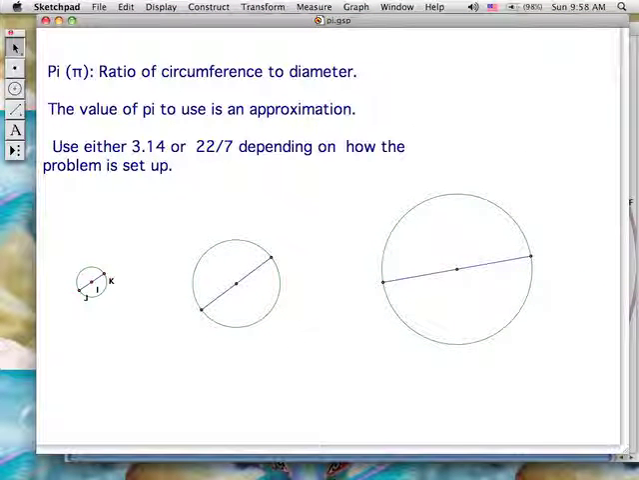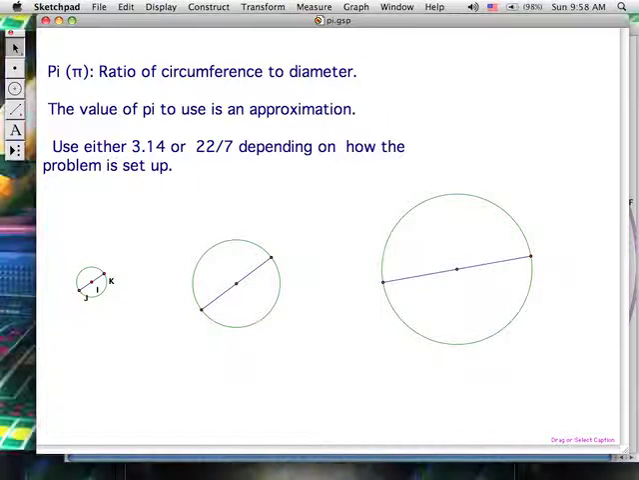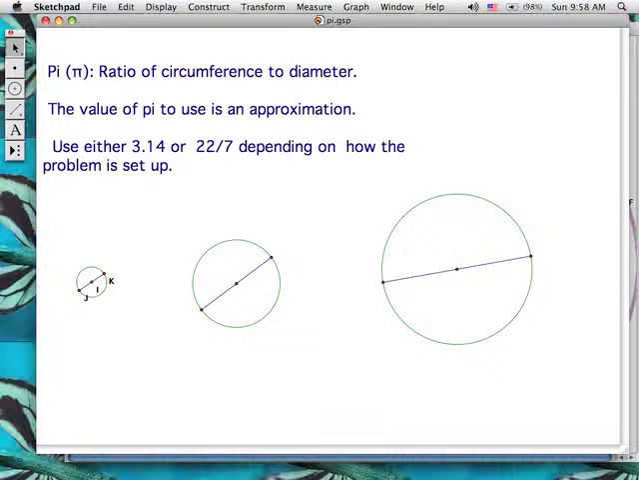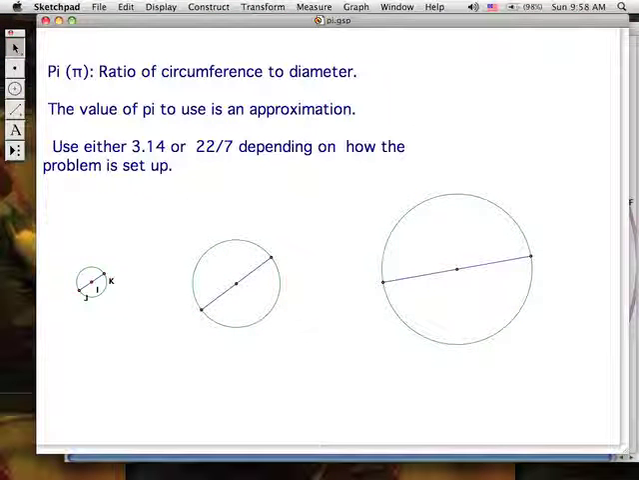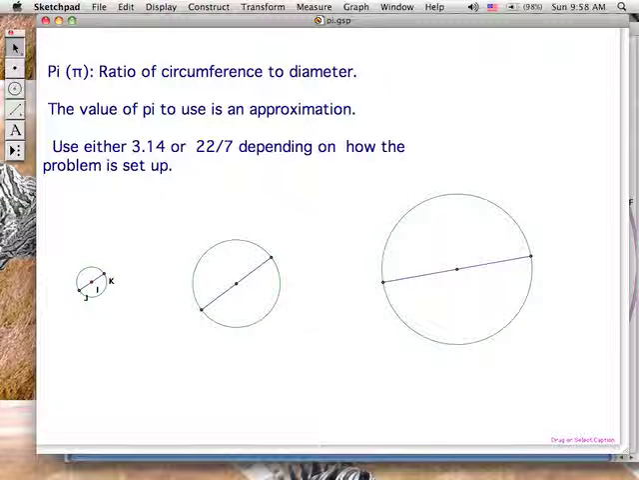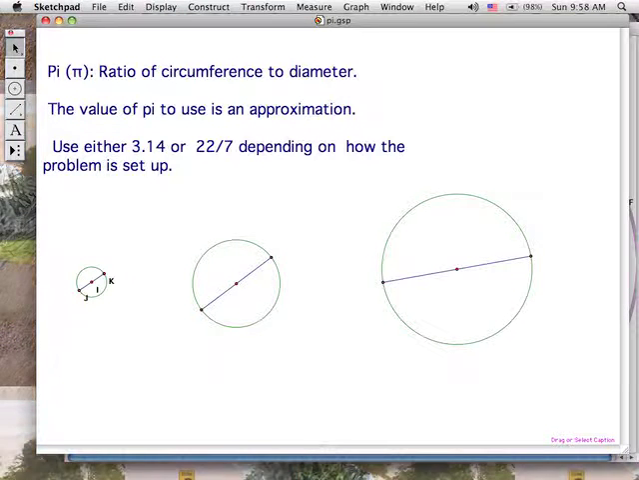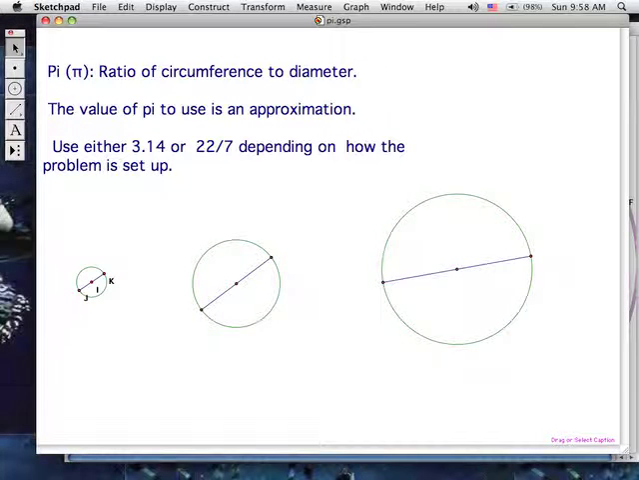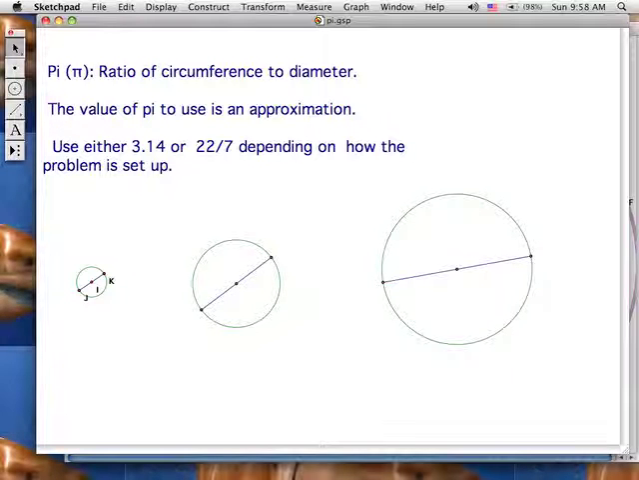Another thing that you need to know for this section is pi. Pi is a ratio of the distance around the circle, the circumference, to its diameter, the distance across the circle. And the value of pi we're going to use is either going to be 3.14 or 22/7 depending on how our problem is set up. So those are the only values I want you to use. Do not use the pi key on the calculator. Pi is determined when you take the circumference of any circle and divide it by the diameter, you always get pi. So watch what happens here on these problems.